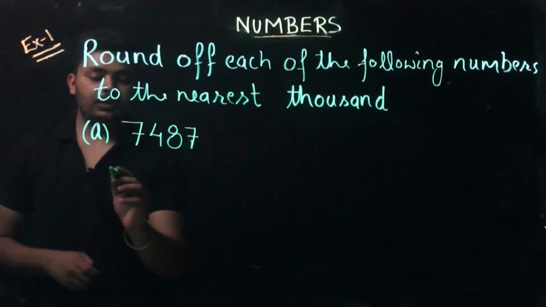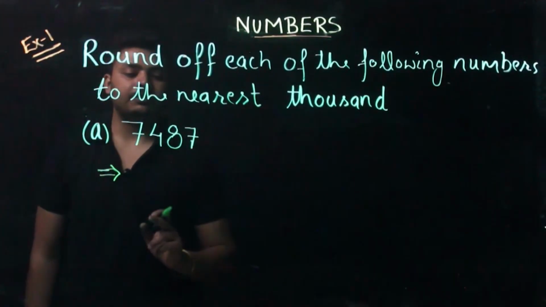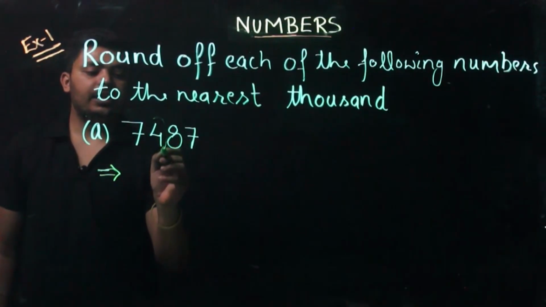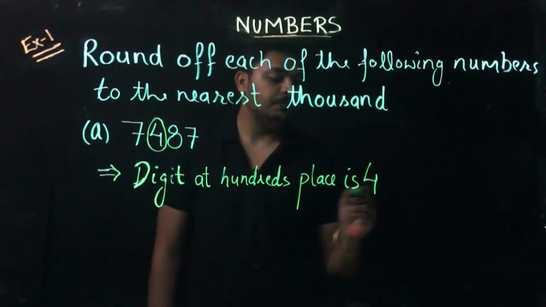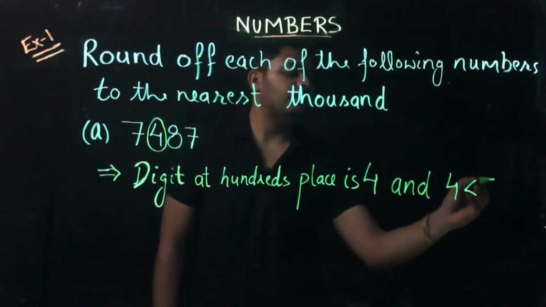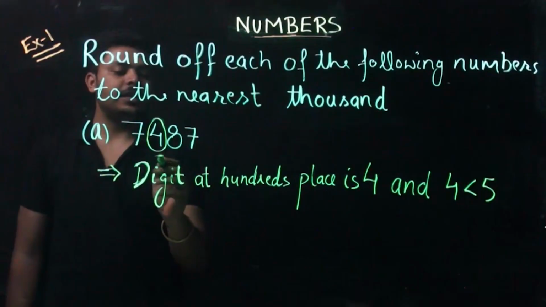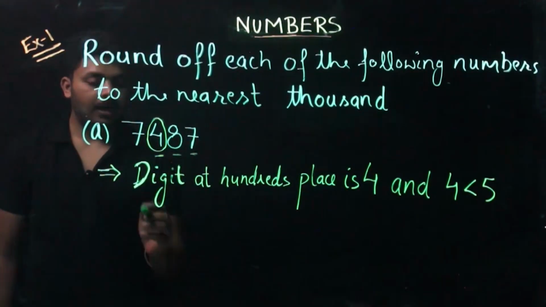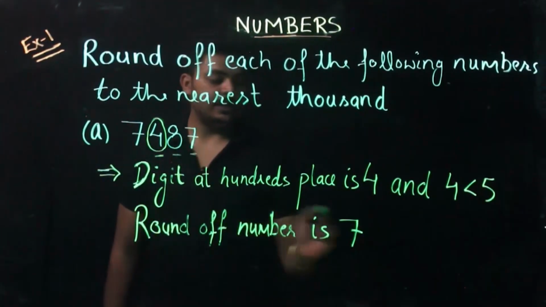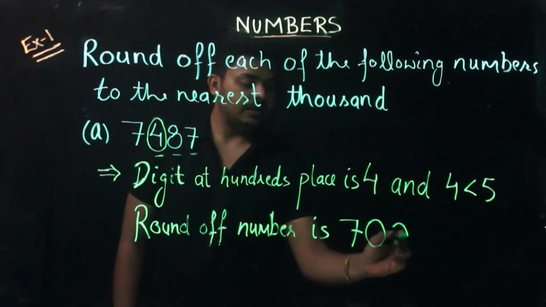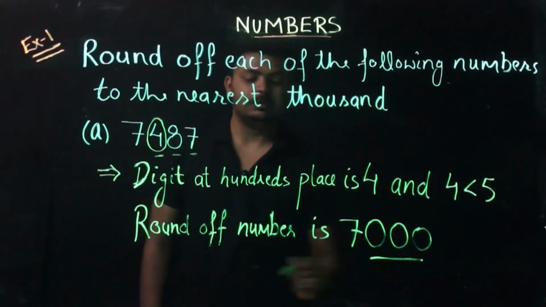Now start with our first example, that is part A, 7487. In this, the digit at hundreds place is 4, and 4 is less than 5. So since 4 is less than 5, we need to replace the digits at hundreds, tens and ones place by 0. So our rounded number becomes 7, then the hundreds place replaced by 0, and tens place and ones place also with 0. So our rounded number is 7000.